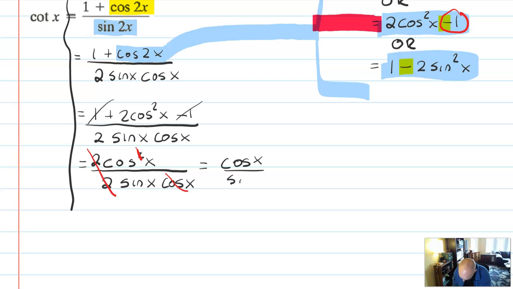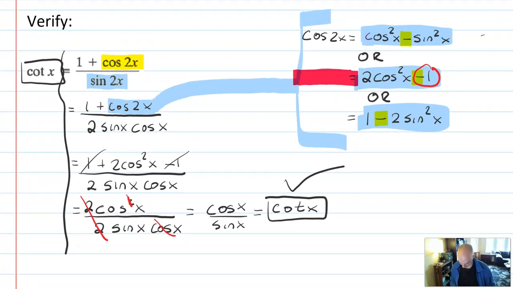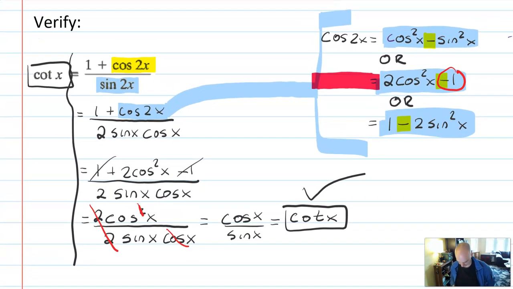cosine x over sine x, which is equivalent to cotangent x. And that's what I was trying to show. So this identity is verified as well. And here it is all in one spot. So again, not so bad.